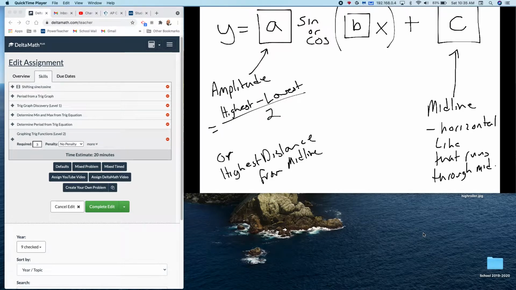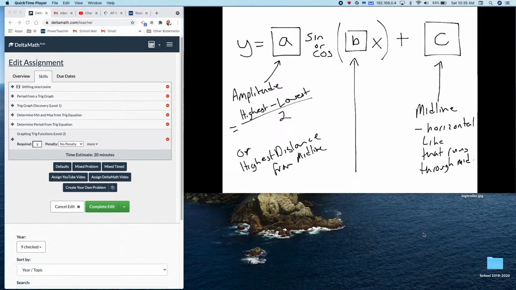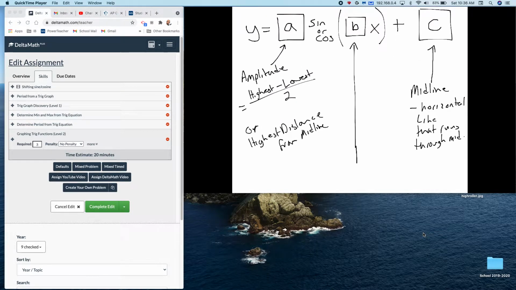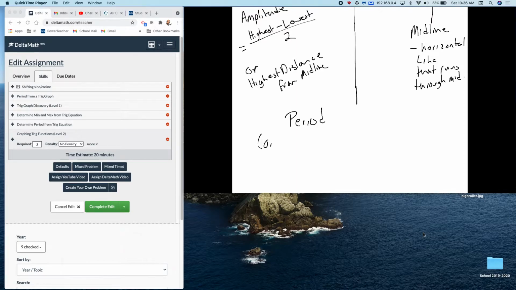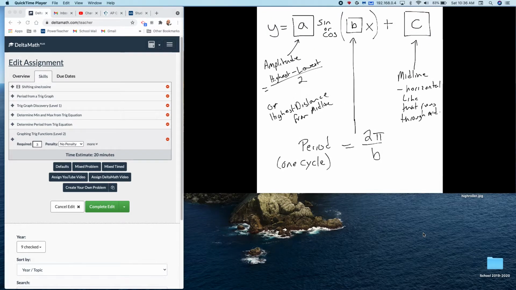The hardest one to deal with is that value B. That's the period. Okay, so that value B is what I had termed as the period adjuster, but that's really the period. That's how the period is determined. What you need to know is the period, which remember, that is one cycle, is equal to 2 pi divided by that B value. That's how big the period is, 2 pi divided by whatever that value is. The period is just one cycle.